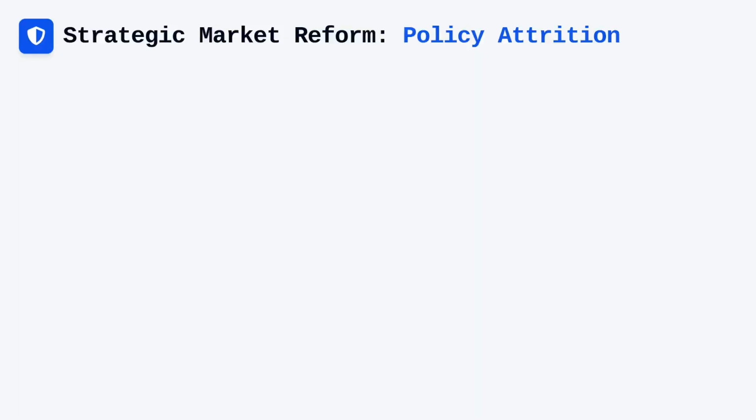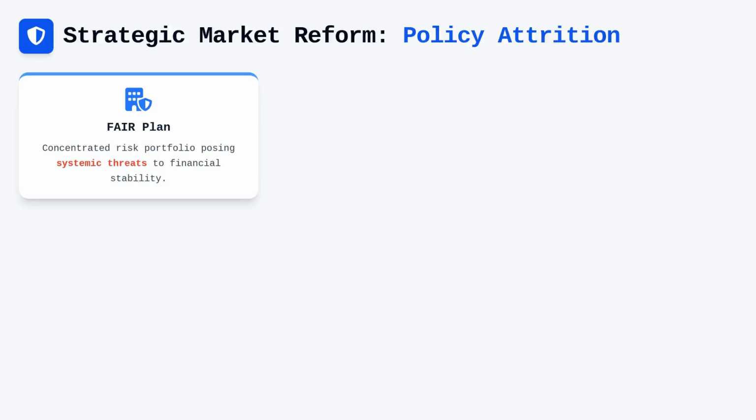The overarching, long-term objective of these combined regulatory and market reforms is a process known as attrition or depopulation. Attrition means systematically reducing the total number of policies held by the FAIR Plan by fostering a stable, competitive, and predictable private insurance market. The state does not want the FAIR Plan to function as a permanent, primary competitor to private enterprise, as its concentrated risk portfolio poses a severe systemic threat to the state's financial stability.